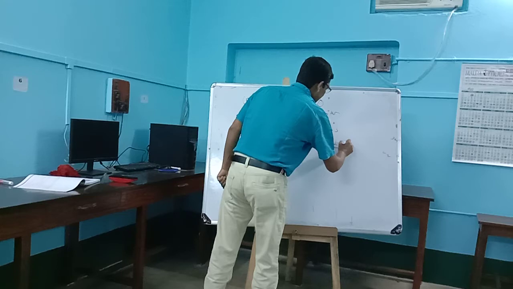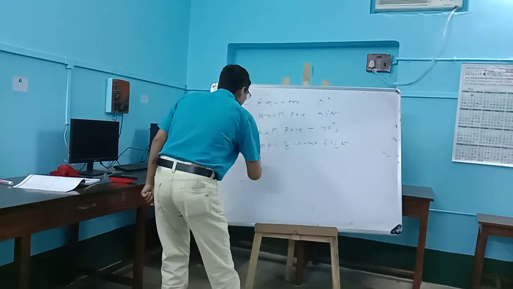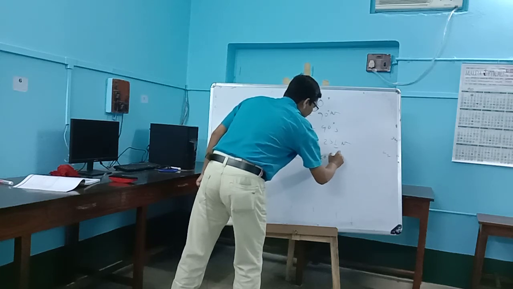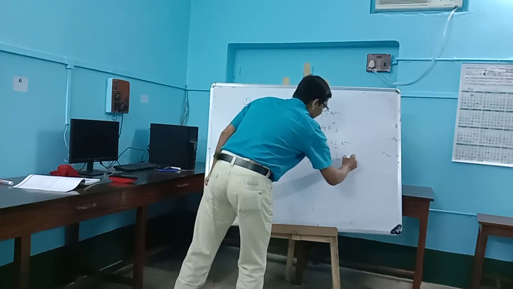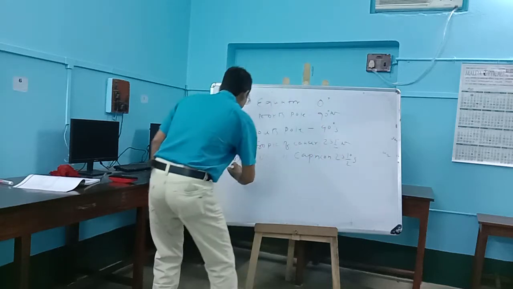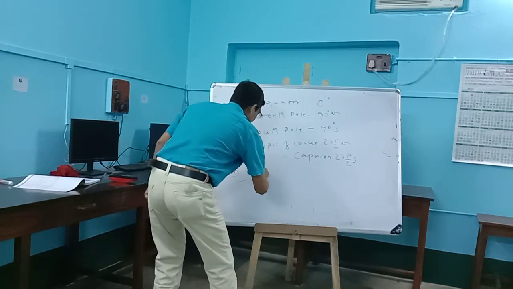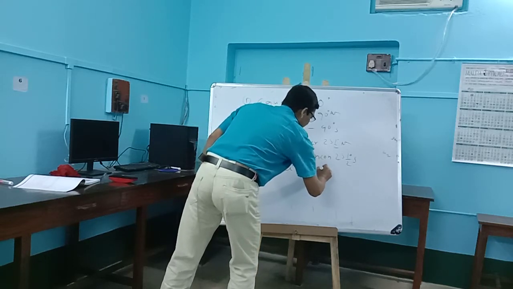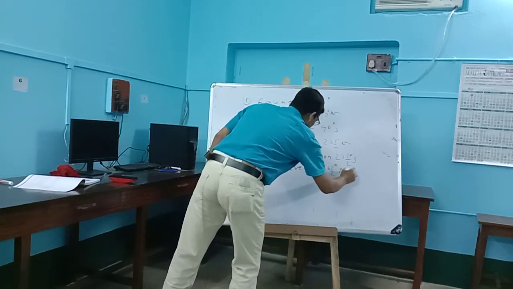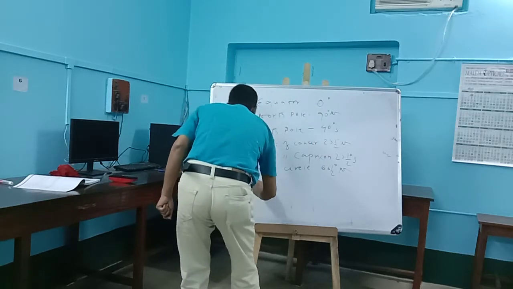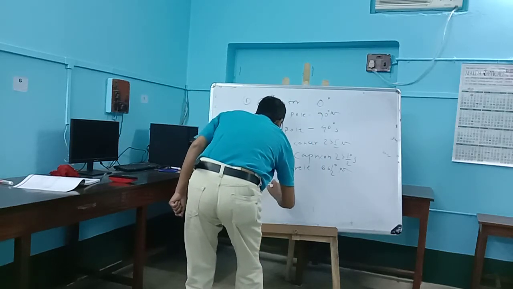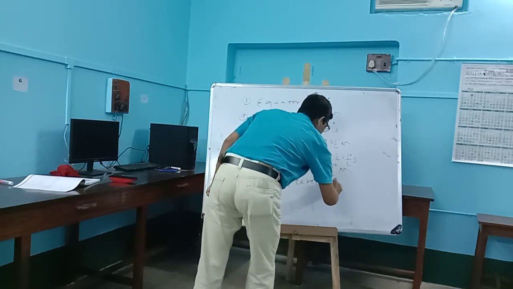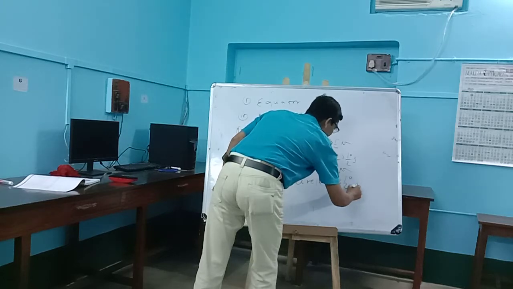23 and a half degree north. Fifth, Tropic of Capricorn, 23 and a half degree south. Sixth, Arctic Circle, 66 and a half degree north. Seventh, Antarctic Circle, 66 and a half degree south.